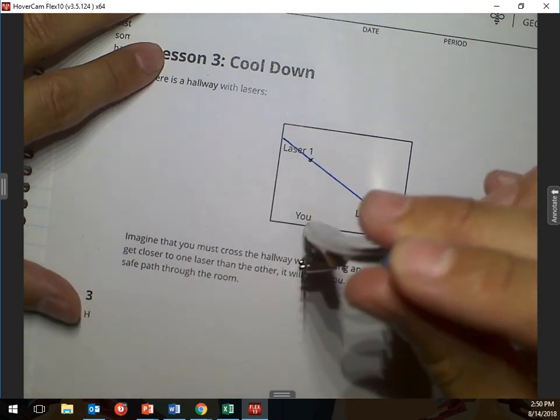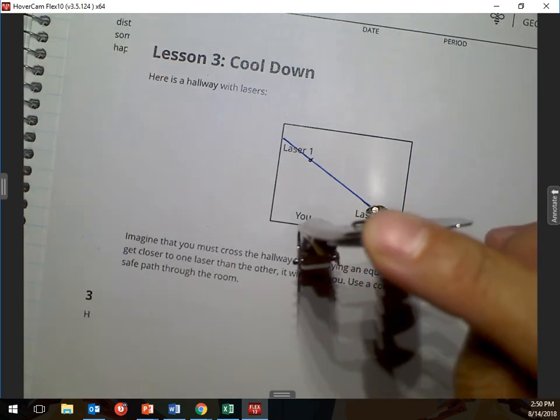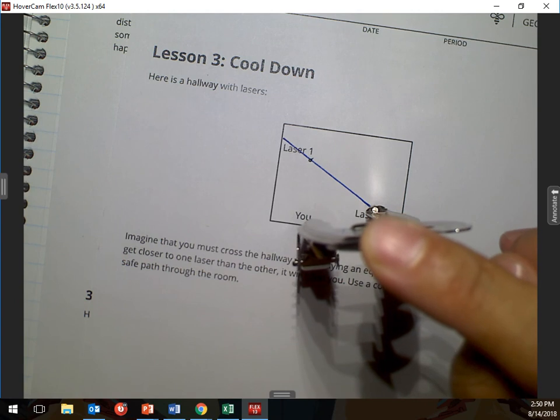What do you know about that? I've got three people having a powwow back there. I know you're paying attention, right? Because I don't see a compass in your hand.